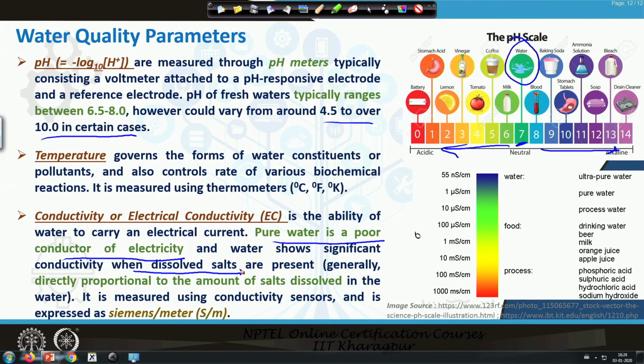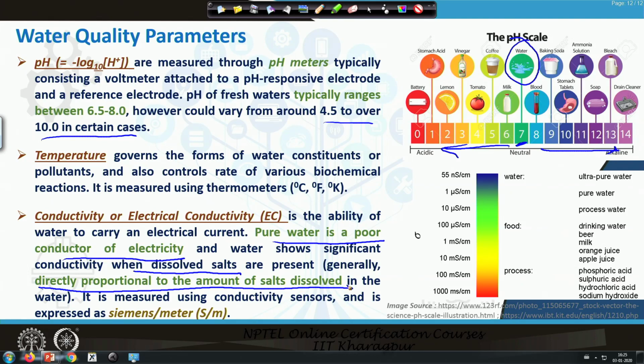So, if there is significant conductivity in the water, that means there is a presence of dissolved salts which are able to carry the electricity. Generally, over most ranges, particularly the lower ones, the conductivity is directly proportional to the amount of salts dissolved in the water. The conductivity is typically measured using conductivity sensors, in 1 centimeter cells, by passing current through the water. So, what is the resistance or conductance it is offering, and it is typically reported in Siemens per meter or Siemens per centimeter. It may be in microsiemens or millisiemens as well.